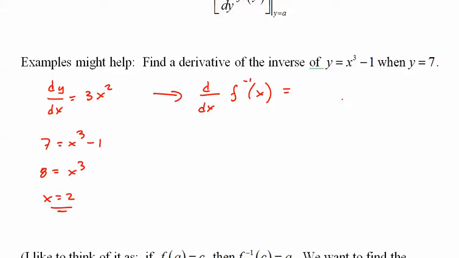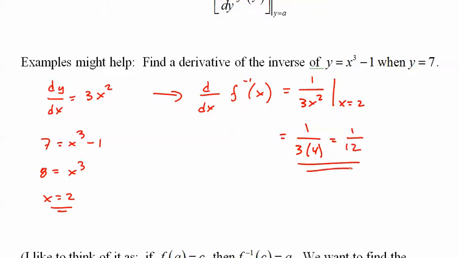For those who haven't seen this notation before, this means 1 over 3x squared at x equals 2. And the reason you haven't seen it before is because we kind of just ignore it. We just throw in the 2. So 1 over 3 times 4 equals 1/12. If you want, you can check that work. Make sure it's accurate, but it's not really a problem.